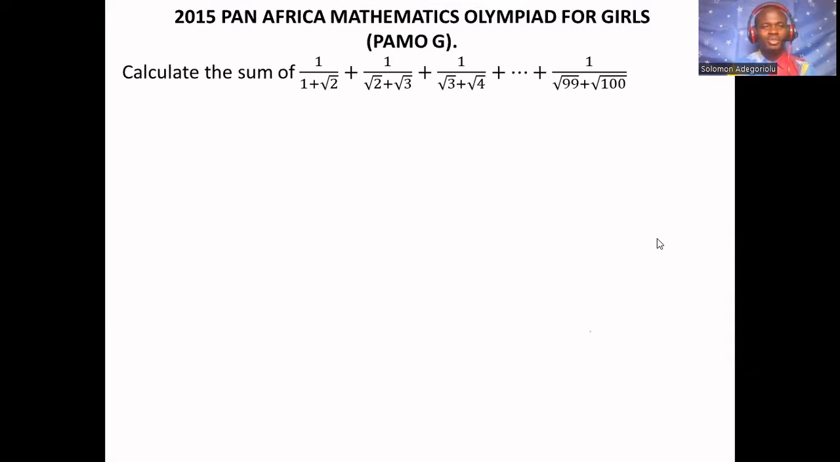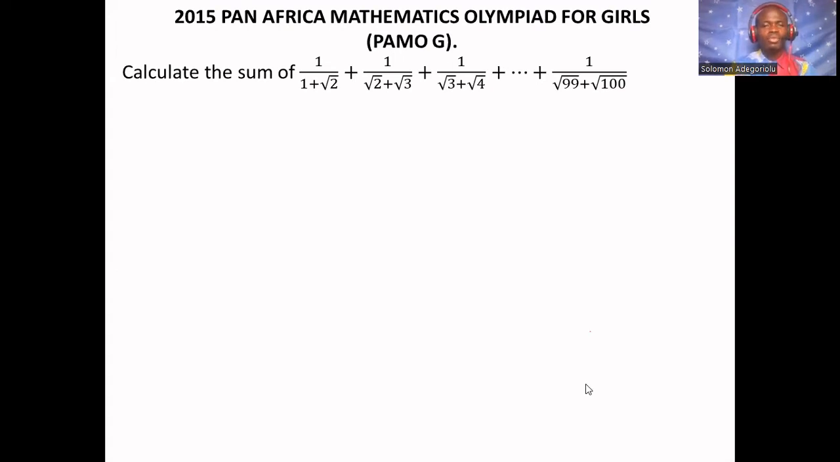Today, we'll be looking at the 2015 Pan-African Mathematics Olympiad for girls. It is called PAMO. And the question says, calculate the sum of 1 over 1 plus root 2, plus 1 over root 2 plus root 3, plus 1 over root 3 plus root 4, plus dot, dot, dot. We keep going until we get to 1 over root 99 plus root 100.